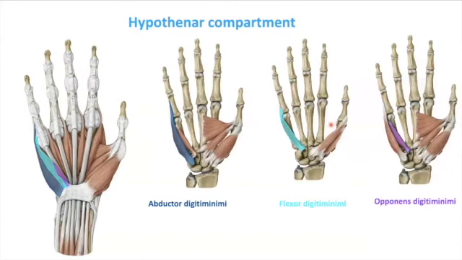So when we see the abductor digiti minimi, as the name indicates, this muscle abducts the fifth digit. The other one is flexor digiti minimi. It flexes the fifth digit. The last one is opponens digiti minimi. It opposes the fifth digit. Their name indicates their action. And all these hypothenar muscles are innervated by ulnar nerve.